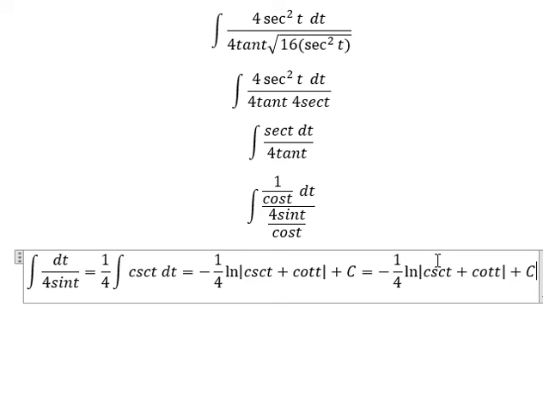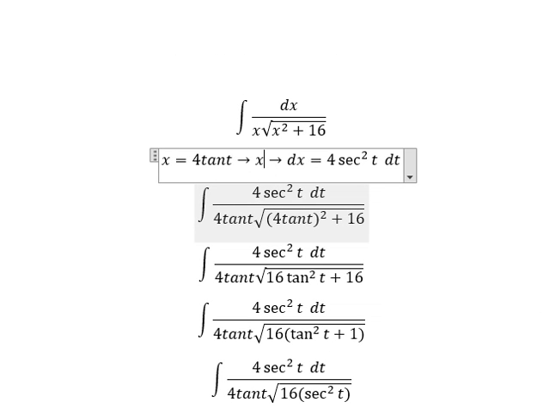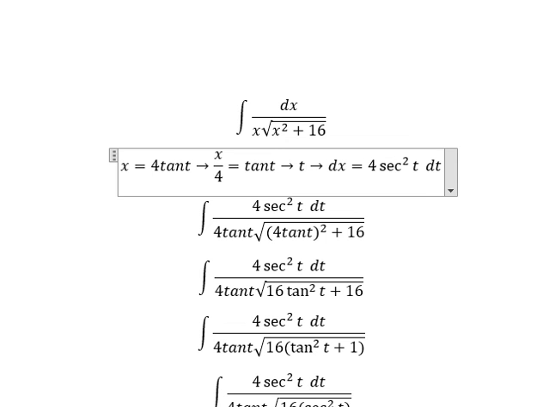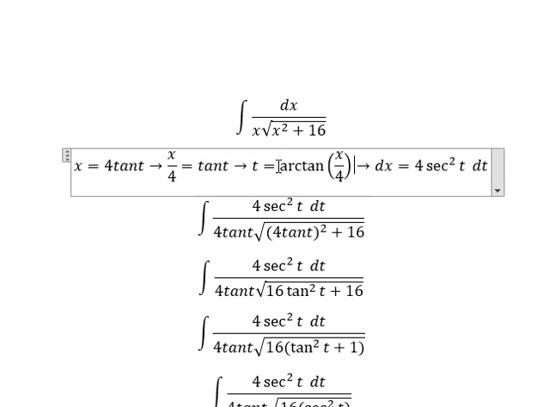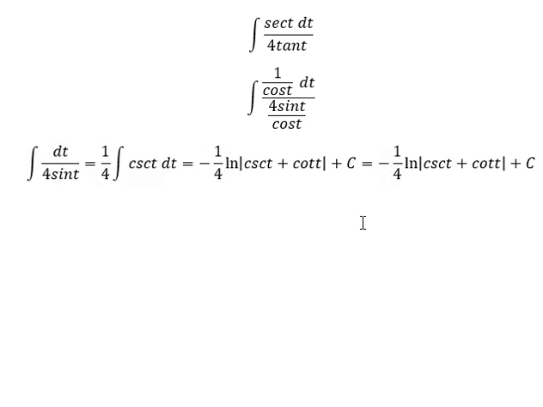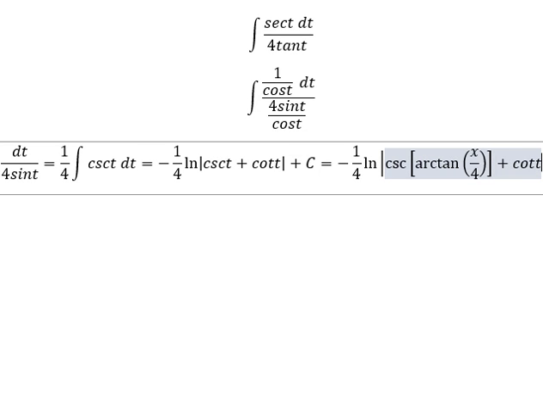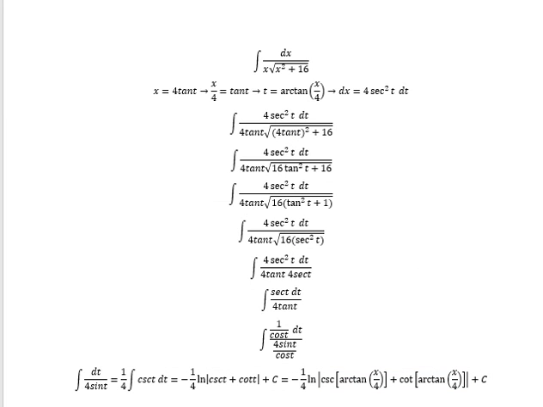About t, we need to return back to this one, and we need to divide both sides by 4. And we get t equal to arctan of x over 4. So we put this one to replace t. And this is the final answer.